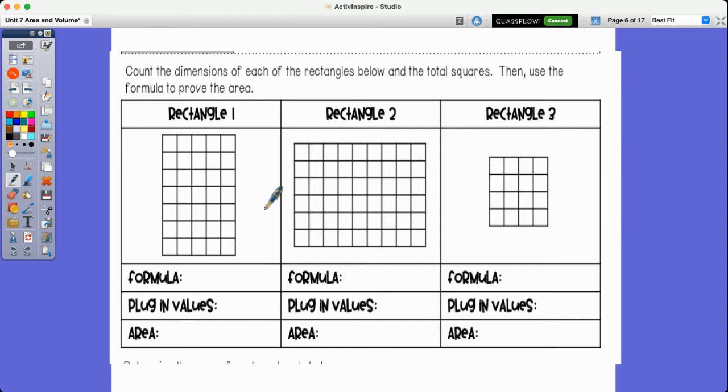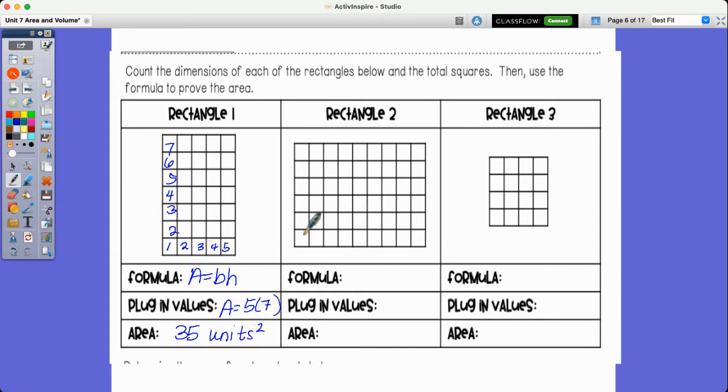We're going to count the dimensions of each of the rectangles below and the total squares. Then use the formula to prove the area. So we're going to count the base, 1, 2, 3, 4, 5. And I'm going to count my height, 1, 2, 3, 4, 5, 6, 7. So my formula is area equals base times height. I'm going to plug in my values. Area equals 5 times 7. And my area is 35 square units.